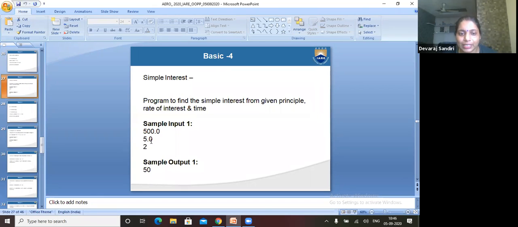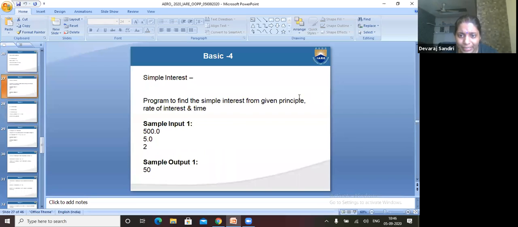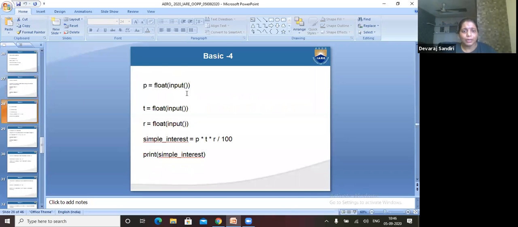If you will get this input, what we will take? 500.0 means you have to take float. 5.0 means you have to take float, and 2 means you have to take integer, and output also you need integer. So here, see, what is P? Principal means P.